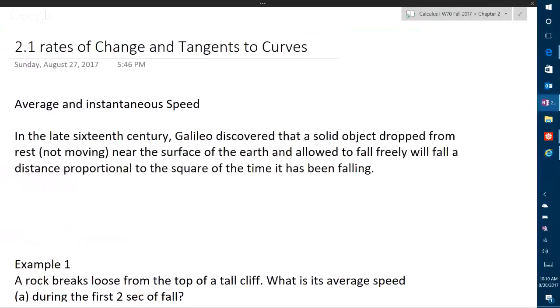All right, so before we even look at this paragraph here, let me move off to the side and give you a quick example of what I mean by average rate of change.